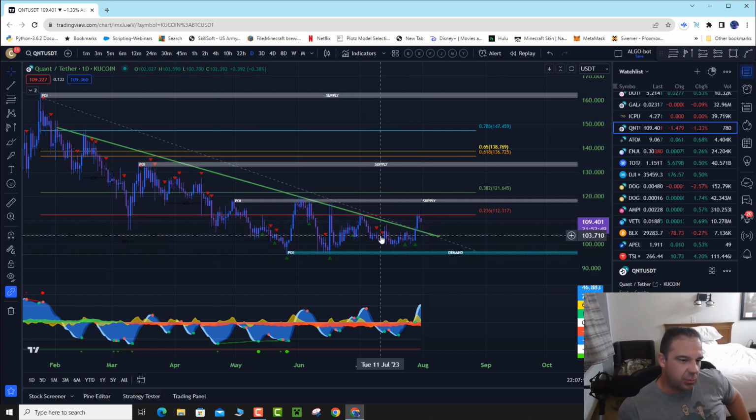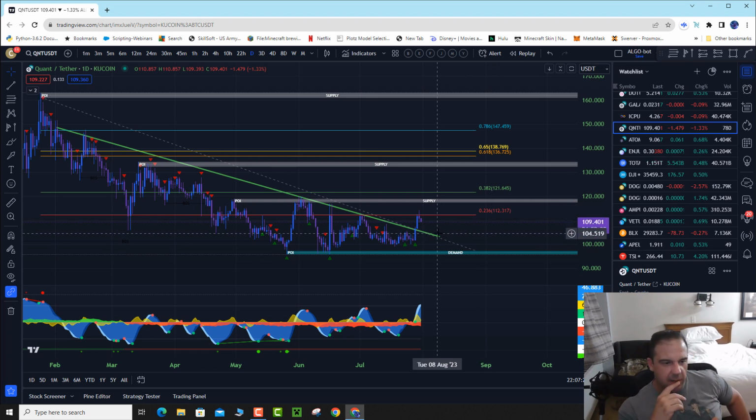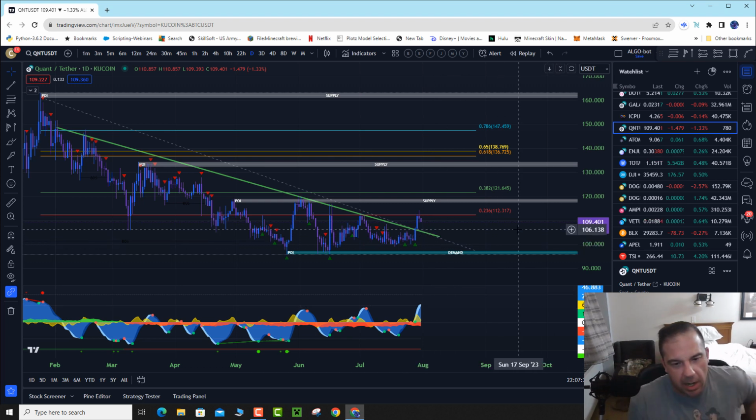So we just hit $99, shot up to 114, and it's wanting to come back to 103. So congratulations to you if you got some $99 Quant and you sold anywhere above 110 to 114. It looks like it might be coming back to 103. I don't know for sure.